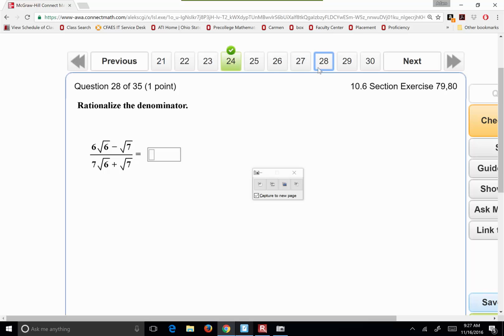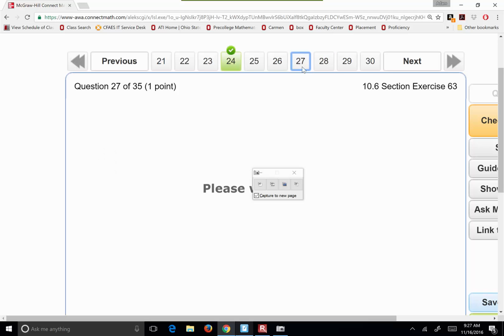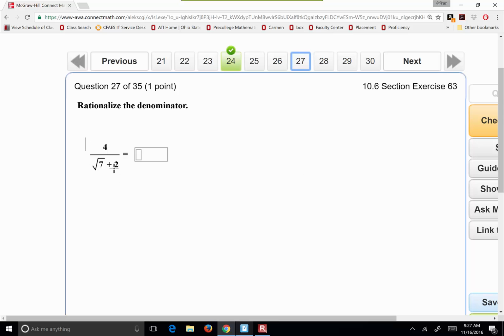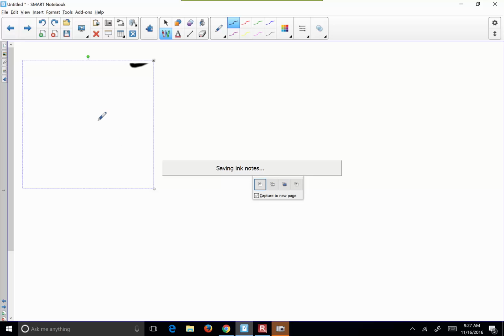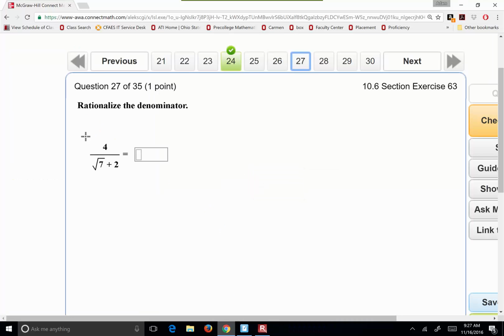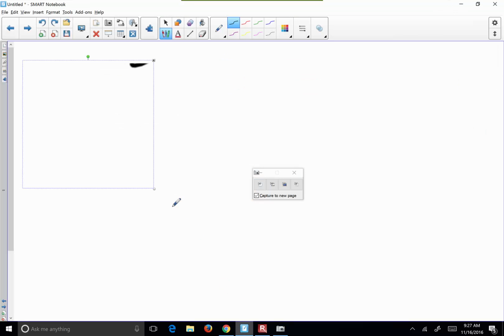Do you prefer 28 or something a little bit easier? Which way? 27 or 28? Both? Okay, let's start with 27 then. Whoa, why is it not copying?